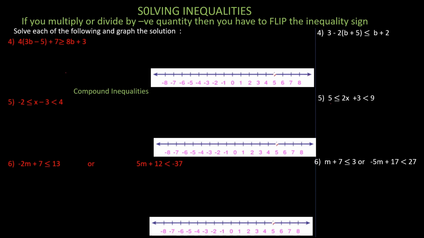Let's go to 4 times 3b. We have the distributive property. So 4 times 3b will be 12b, and 4 times negative 5 will be negative 20.